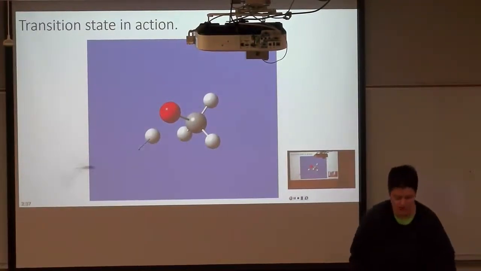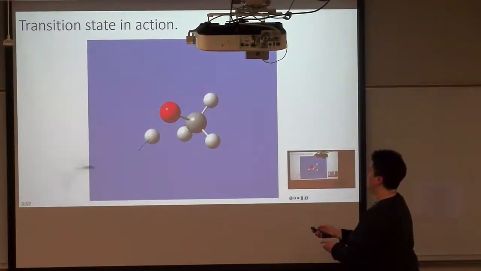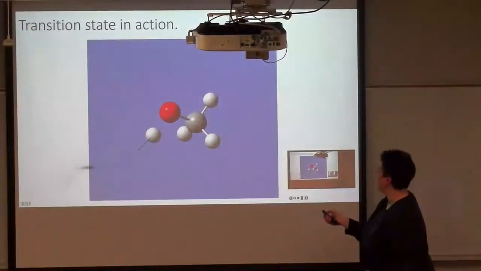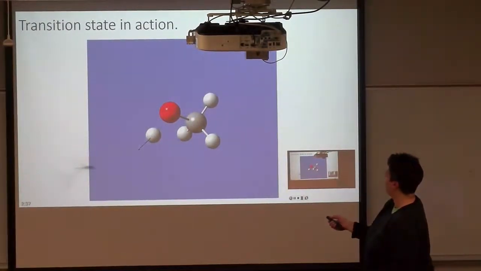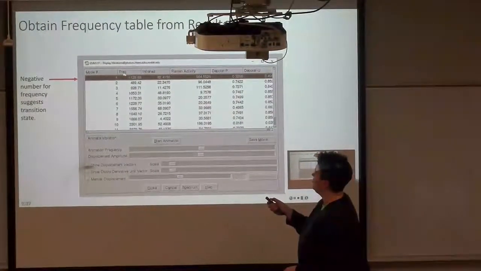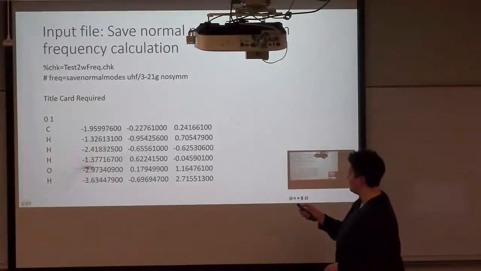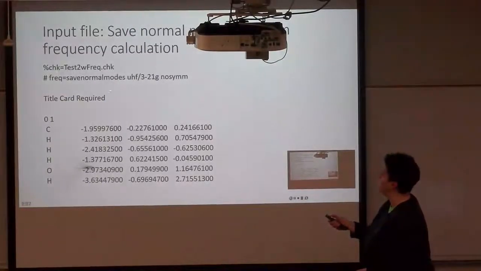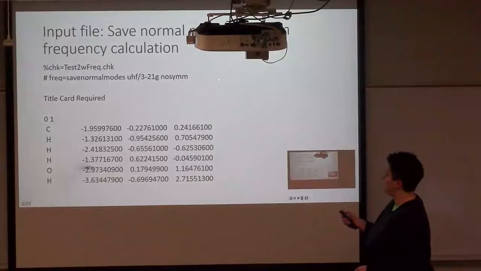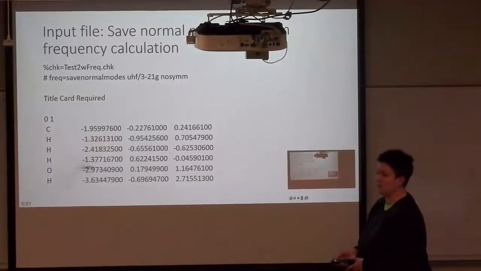Now, there is one last thing I need to tell you. When you are in this position where you have more than one negative frequency, all you have to do is go back here and type in TS. So you put a transition state keyword, and that would find your true transition state. There may be another keyword in there, but that's how you would do it in that case.